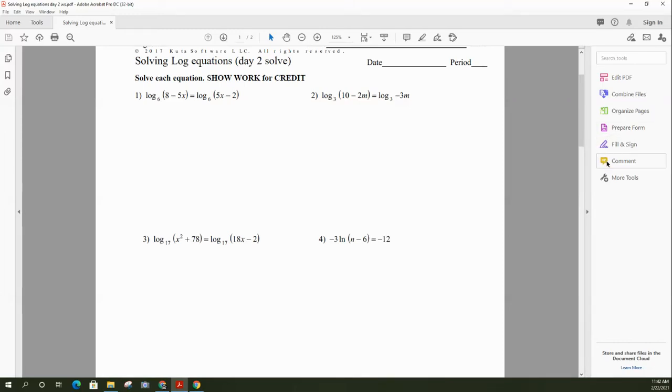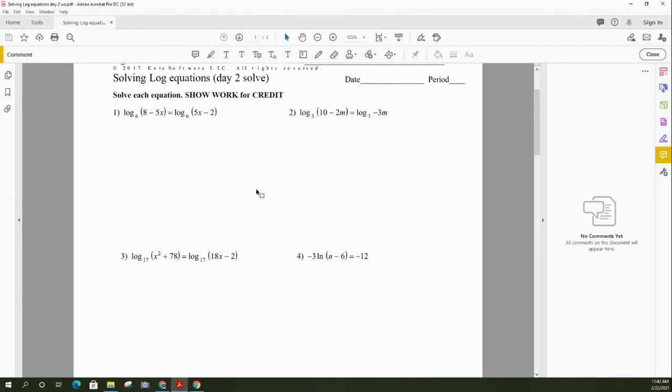All right, so here's going to be the key for solving logarithmic equations. I'm just going to do the odds. Here we've got two logs set equal to each other. This is going to be easy because the bases are the same. If the bases are the same, all we need to worry about is making what's in the parentheses the same. So really, we're just worried about solving 8 minus 5x equals 5x minus 2.